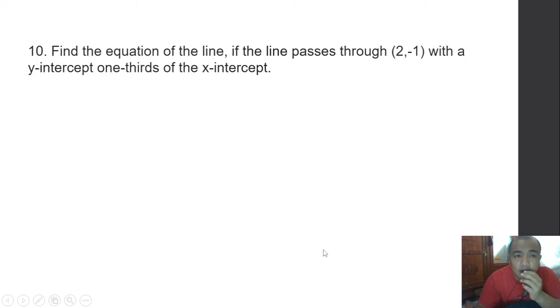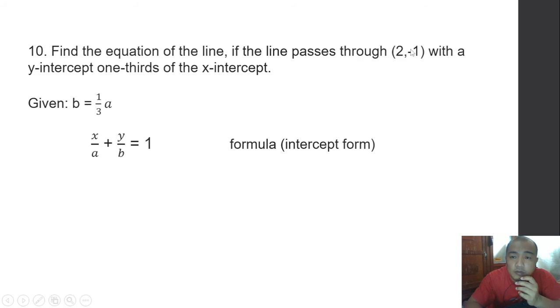Number 10. Find the equation of the line if the line passes through (2, negative 1) with the y-intercept 1/3 of the x-intercept. Here's another problem that involves intercept form. This line passes through (2, negative 1), and the y-intercept is 1/3 of the x-intercept. So the y-intercept is b, and b is equal to 1/3 a. Y-intercept b is equal to 1/3 of the x-intercept a, and it passes through the point (2, negative 1).